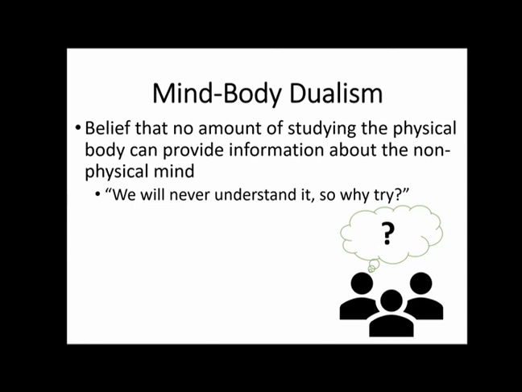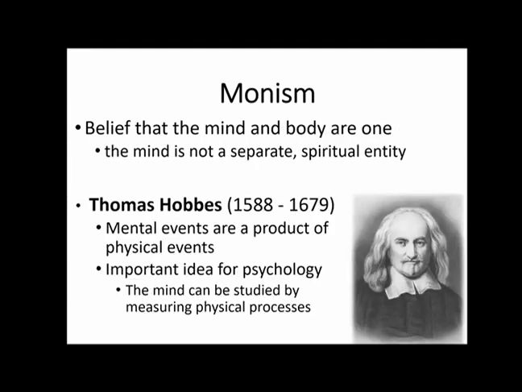And that brings us to our next sort of school of thought, our next way of thinking, and this is monism. And what you're going to notice as we go through all of these different perspectives is that a lot of these perspectives come in response to the one that came before. So our mind-body dualism had that idea of the mind and the body being separate. Monism takes a different stance, and their core belief was that the mind and the body are one. So the mind isn't a separate spiritual entity, it's actually part of our physical body.